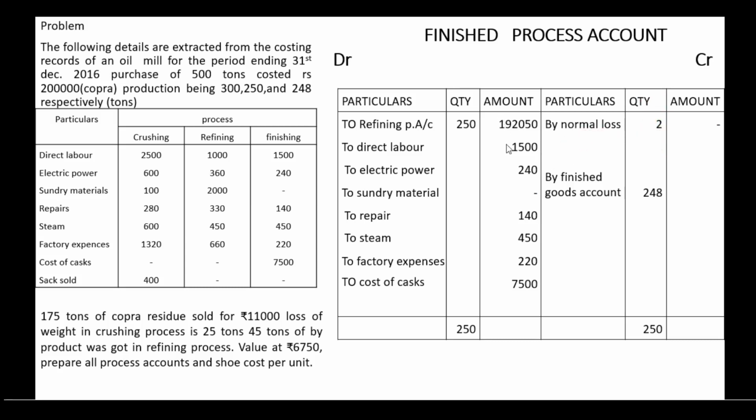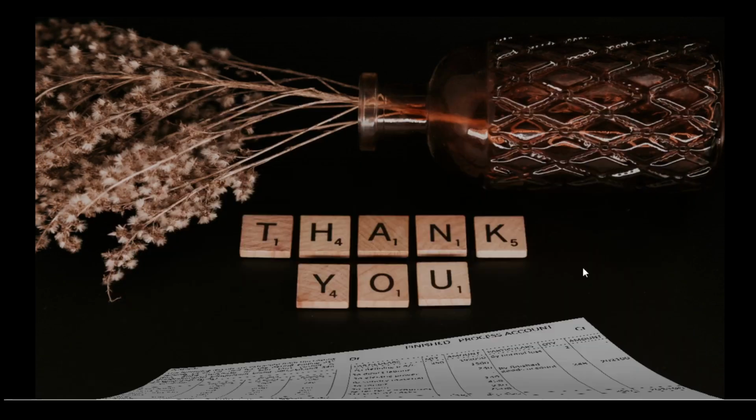And the next, now we take the total of the amount column. Amount 2,02,100 rupees in the debit side. The same amount is entered in the credit side, 2,02,100. So what's the balanced amount that is entered to the by finished goods account? The balanced amount that comes, we have to enter in the finished goods account here. So this is the preparation of process account. Thank you.